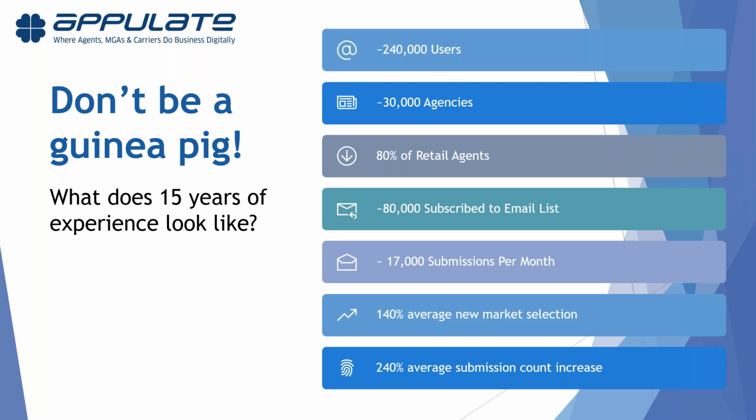So 140% basically month after month, we have more and more agents going in, selecting new markets to work with. They find that Appulate's a very easy process to work in. They like our interface a whole lot. We reach out to these agents, spend a lot of time understanding what their needs are, what they're trying to accomplish, and we build our system around that. We build our system around agents because, of course, if we can make this easier for them, they're more likely to submit to you.